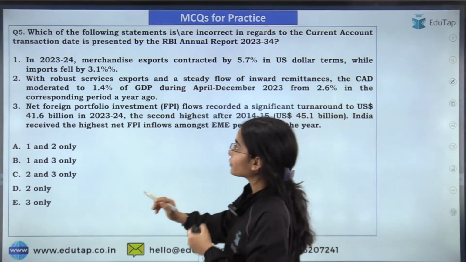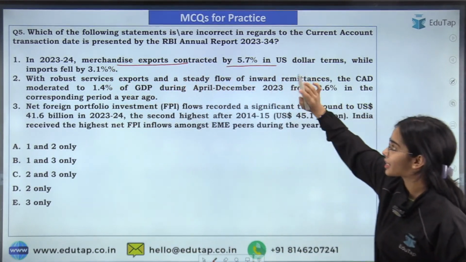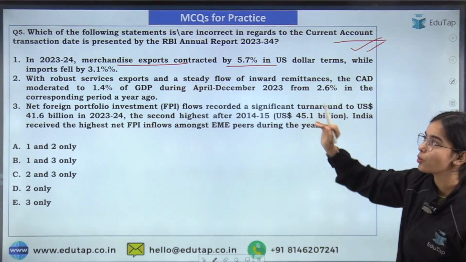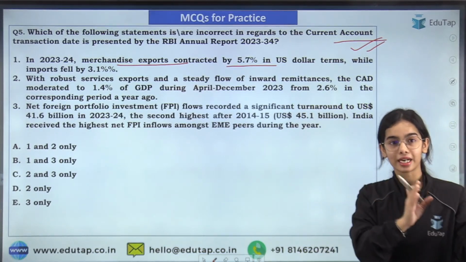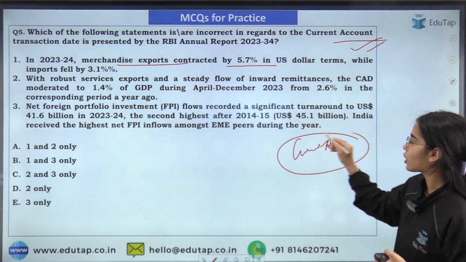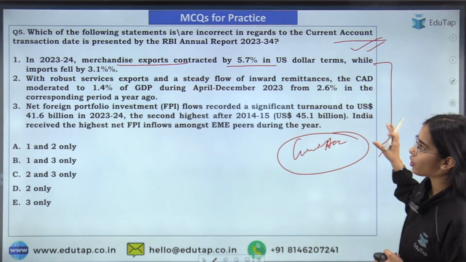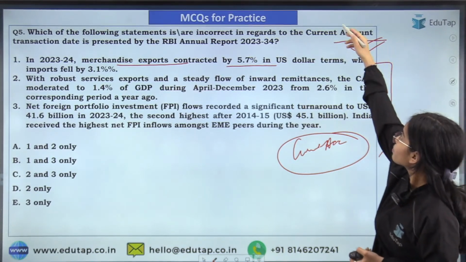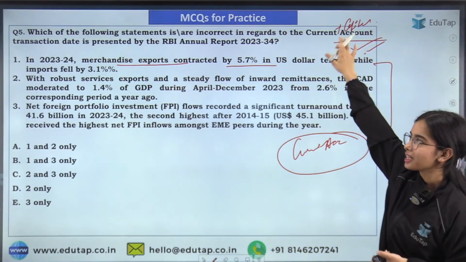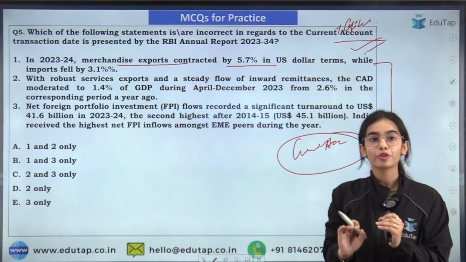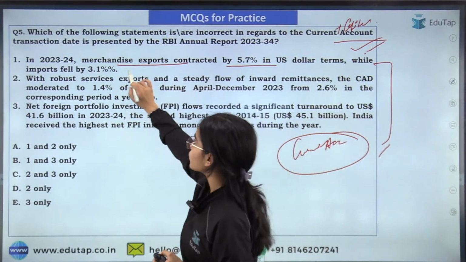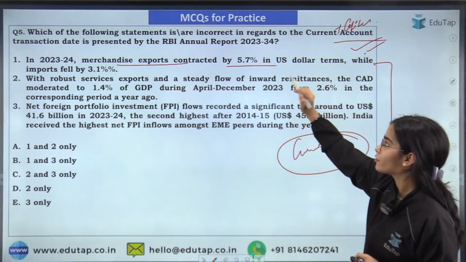Okay, in 2023-24 merchandise exports contracted by 5.7%. Here you have to tell in regards to the current account transactions. As we discussed in the previous session, what are the current account transactions, and in regards to them you have to tell which of the following statements is correct. Sorry, here it should be current plus capital account transactions. So as per the current plus capital account transactions, you have to tell which of the following statements is correct. Okay, so in 2023-24 the merchandise exports contracted by 5.7%.